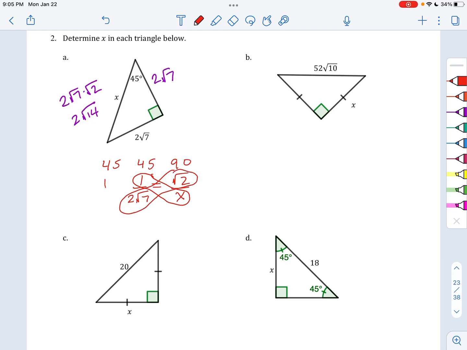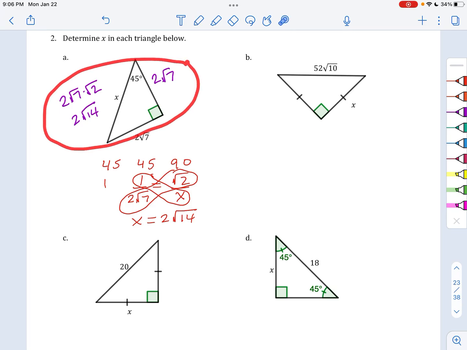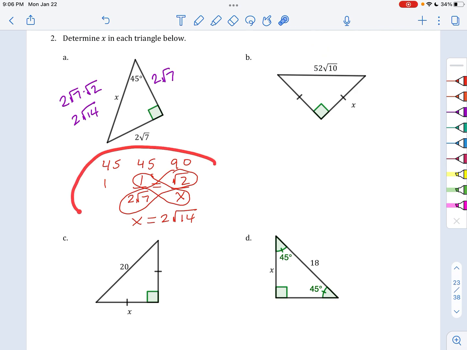So notice when I cross multiply, I get x equals 2 root 14, just like I did by reasoning through it. I want you to use the fastest method that you can use while still being accurate. So if you are able to be accurate here, just reasoning through, great, that's the method that you should use. But if you're getting stuck, I want you to use this method so that you can be accurate.